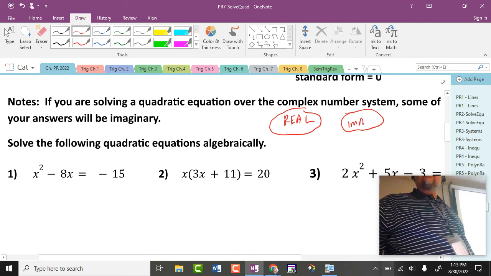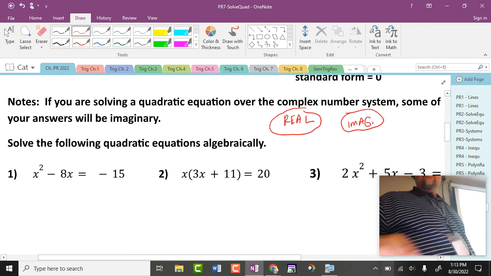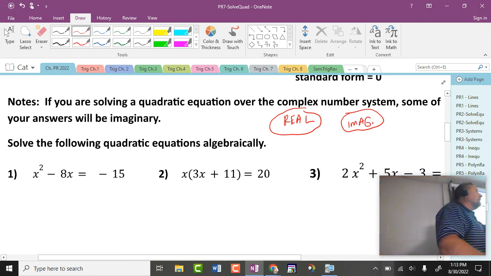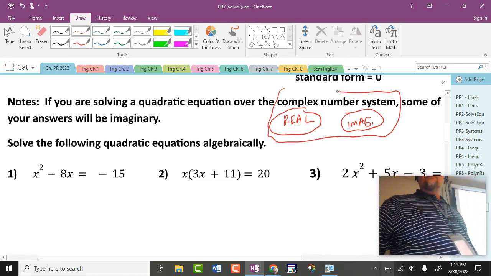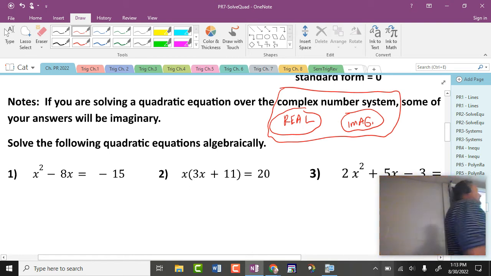I made a mistake when I was a young teacher. I thought complex meant i. Oh, complex means it's an i number, folks. It's wrong. The complex number system is the overall system that incorporates both real and imaginary.